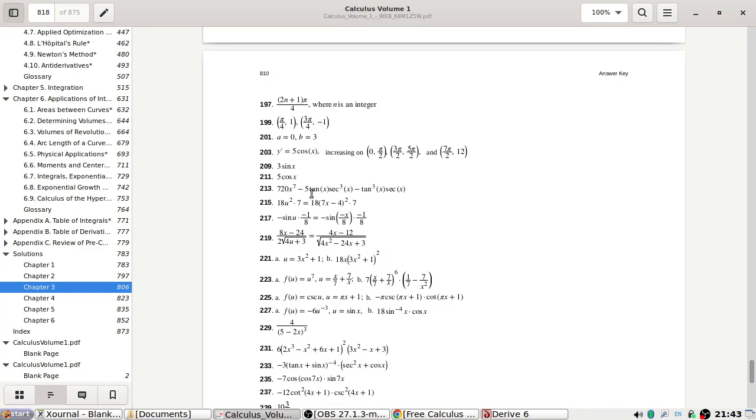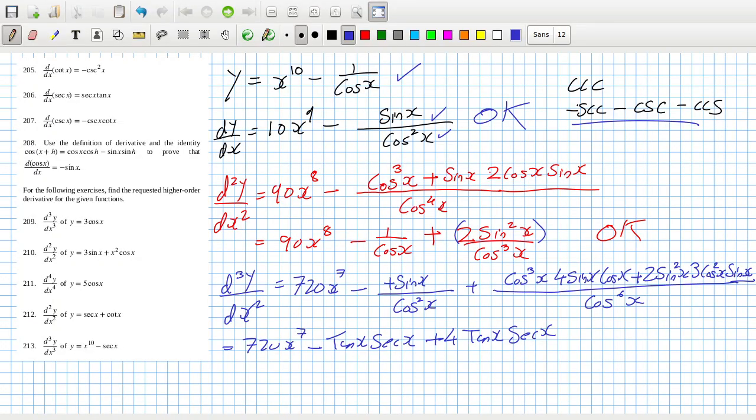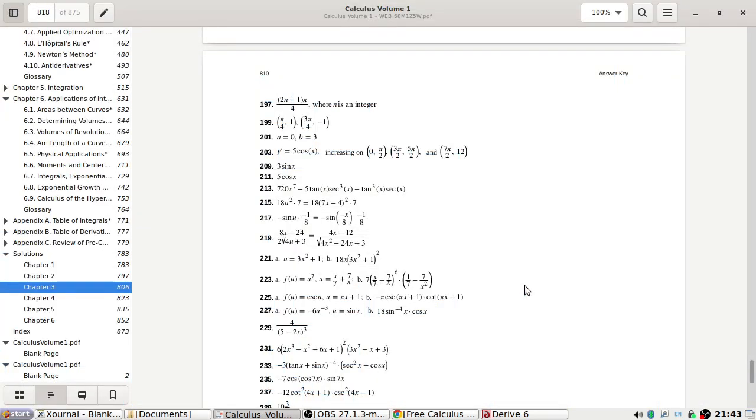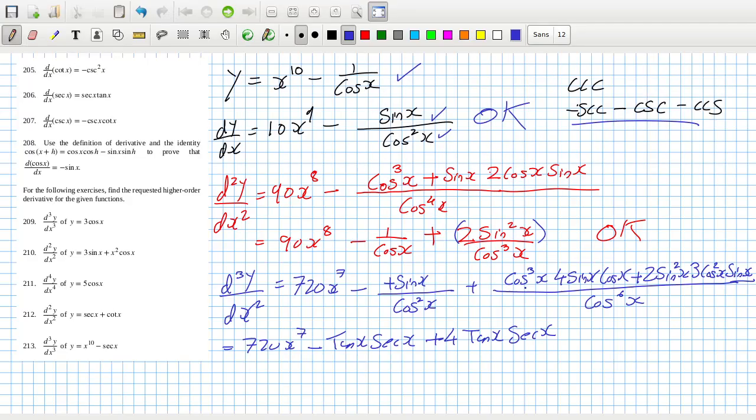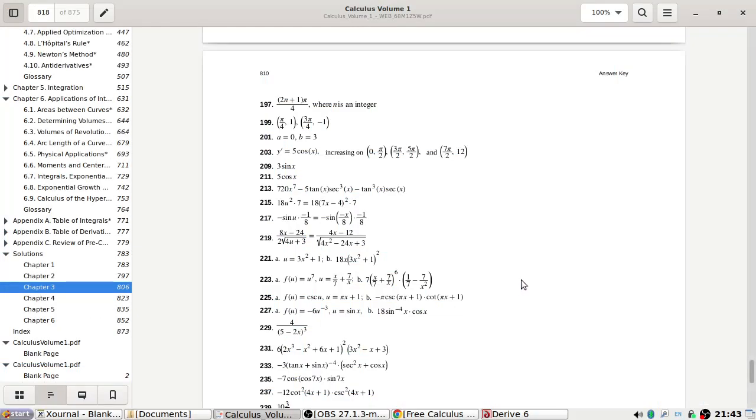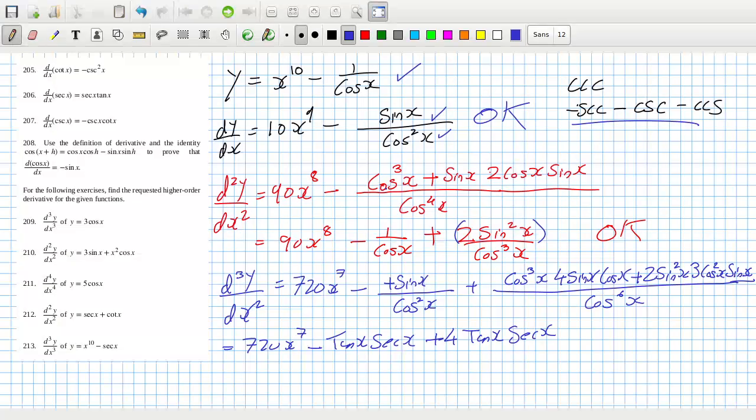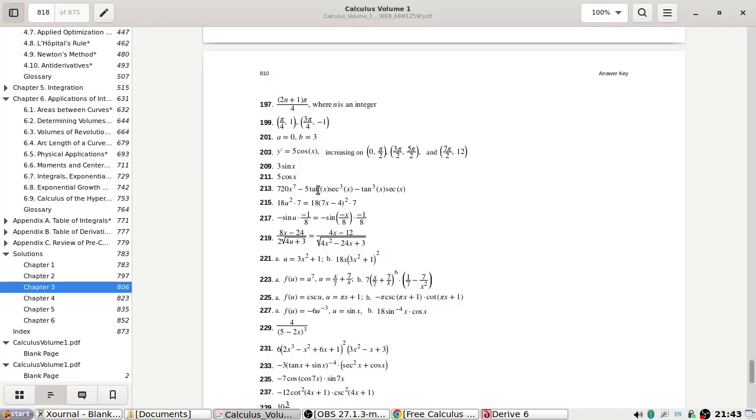Is it the minus 5 we need here? No, I've made a sign mistake. Did I lose a minus here? I just feel like I lost a minus. Minus 5. No, minus x tan x sec x.